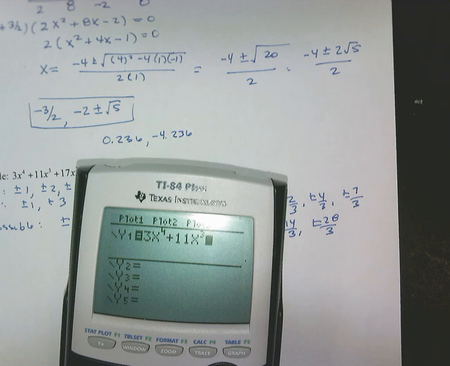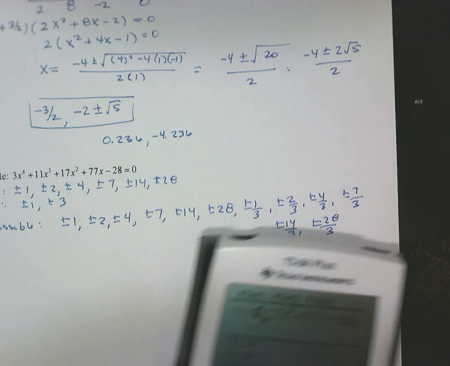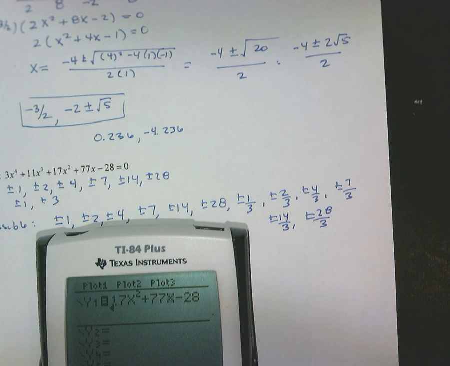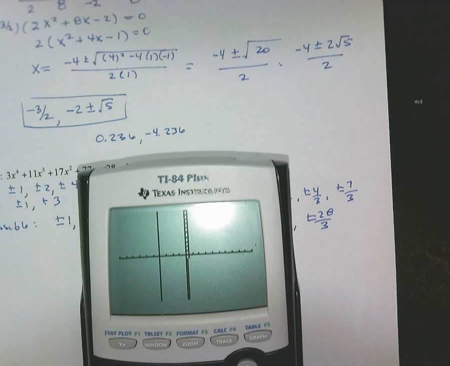plus 17x squared, oops, plus 77x minus 28. Double check everything. Negative 28, plus 77, minus, plus 17, plus 11. Okay, so now I go to the graph. Okay, I only see 2 spots where it crosses the x-axis. I'm going to zoom out and look at it, see if it's any different. Now I truly only see 2 spots, and that's okay. I'm not worried. I want to find what those spots are.